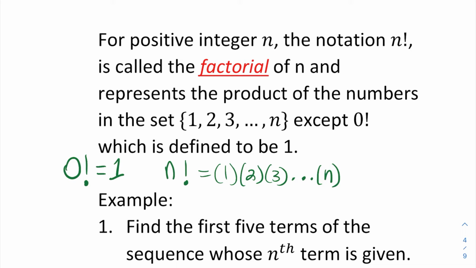And because, of course, multiplication is commutative, some books list it as n times n minus 1 times n minus 2 all the way down to 1. So either one of those is equivalent. It's multiplying all the numbers from 1 up to n.